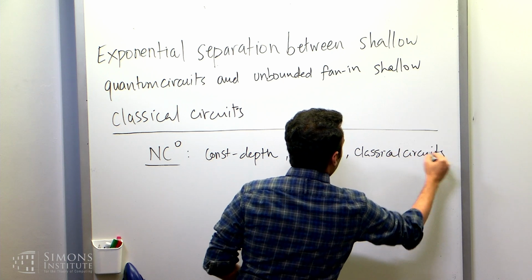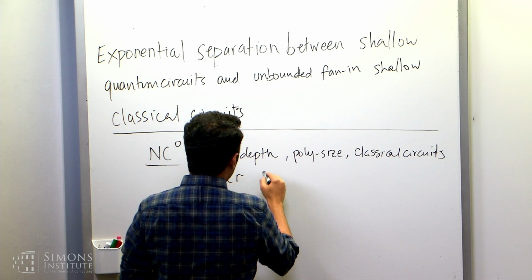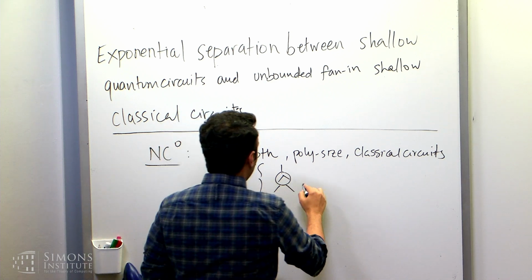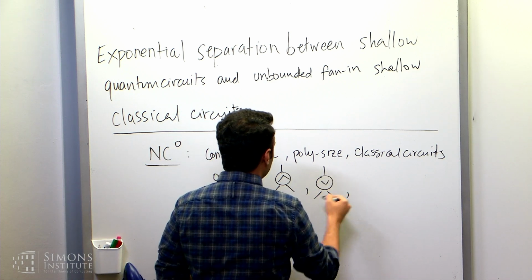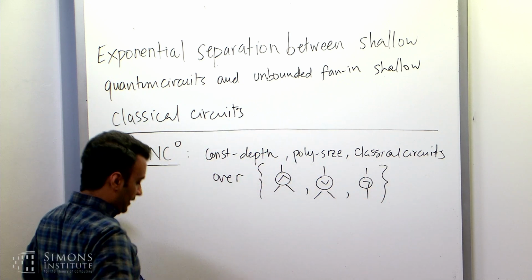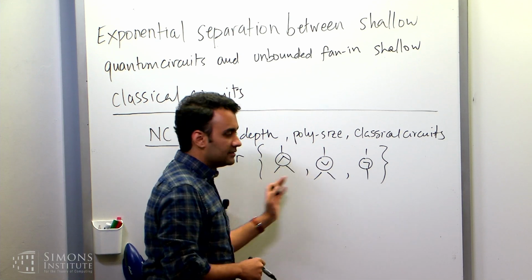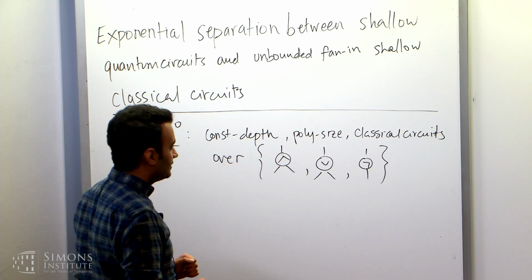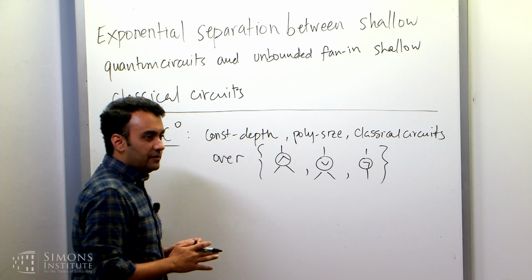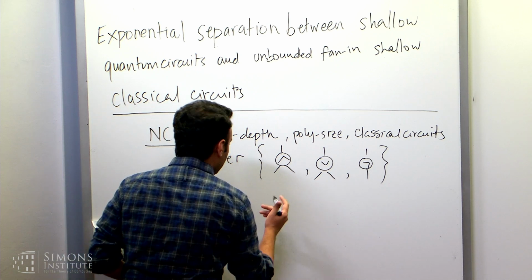And the gate set is important. The gate set is these gates: you have AND gates, which take in 2 inputs and output 1 bit, OR gates, which take in 2 bits and output 1 bit, and negation gates. It turns out that for NC0, it's not really relevant what the gate set is. Any reasonable constant size gate set would do, but conventionally, this is the set of gates that we assume. So this is NC0, the set of all classical circuits of constant depth, polynomial size, using this kind of gates, and I'll just give you an example.